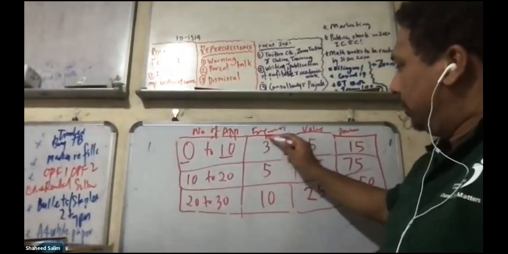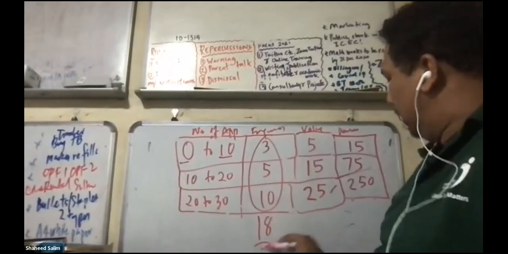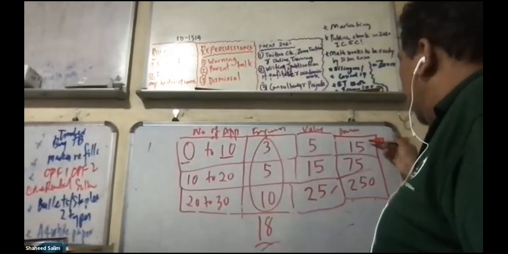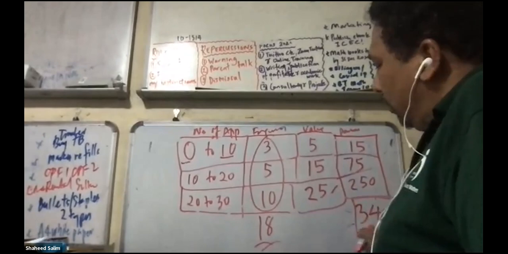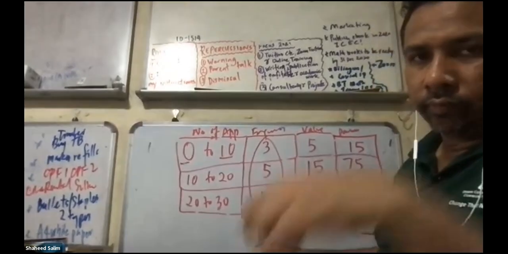Then you take the frequency, you divide by the frequency. What's the total of frequency? Total of frequency is 18, right? Now you add this up, let's say 90 plus this 340. So take 340 divided by 18.